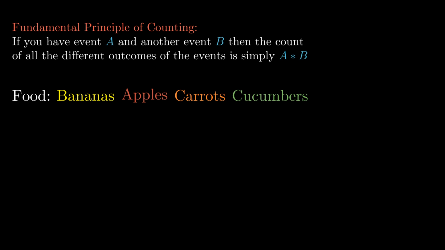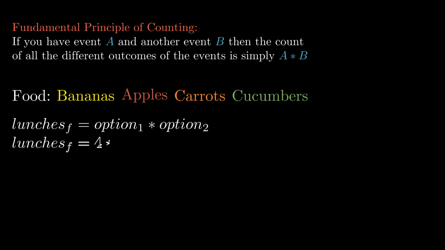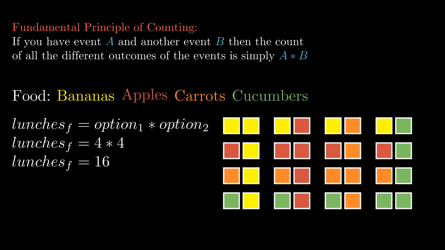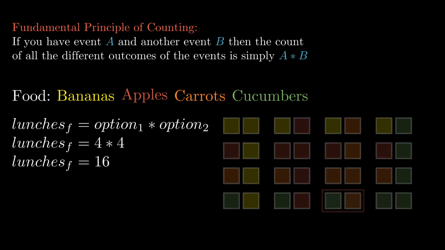Using the fundamental principle of counting, we quickly see that the number of lunches is equal to the number of options for item 1 times the number of options for item 2. We have 4 options at each choice, so 4 times 4 for a total of 16 different ways we can eat lunch. Here's a look at all those combinations using color-coded squares to represent each food item. This first case is if we eat a banana, then another banana. The case below that is if we eat an apple, then a banana. And this case here is if we eat a cucumber and a carrot.